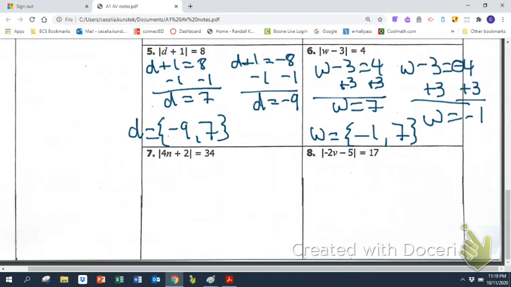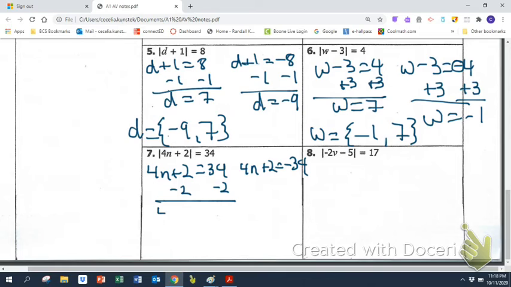Now this last part, we're going to get into some two-step equations. So 4n plus 2 is equal to 34, but also 4n plus 2 is equal to a negative 34. So we're going to subtract 2 from either side, and this is going to give us that 4n is equal to 32. And then we're going to divide by 4 on either side. And then we know that n is equal to 8.